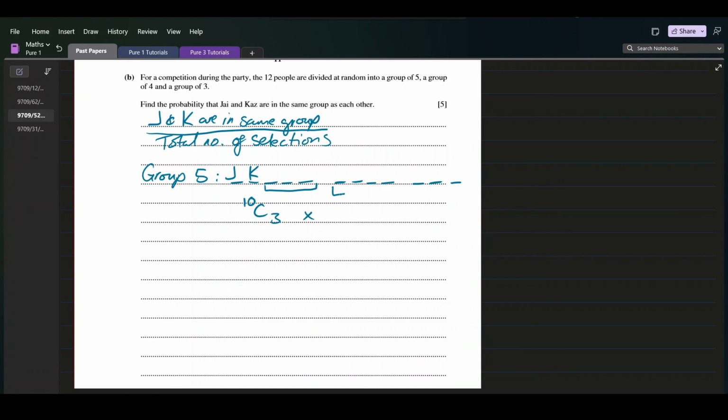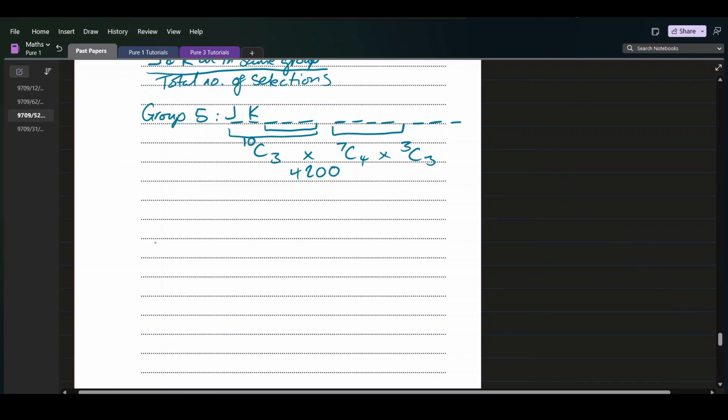Then if we go to the next group, we've already selected 5 people in the first group, so a total of 7 people will remain, so that's 7 choose 4, since we've got 4 slots. And then after we select the 4, 3 will remain, so that's 3 choose 3. If we simplify that, that's 10 choose 3 times 7 choose 4 times 3 choose 3, and that gives us 4,200.